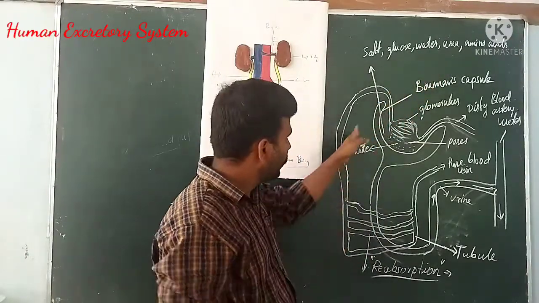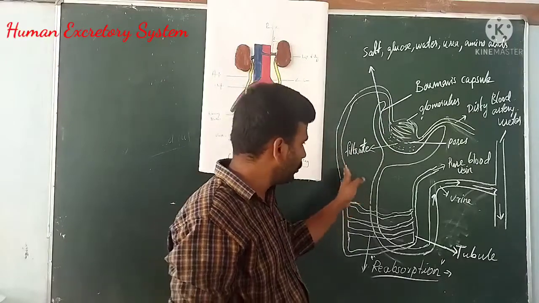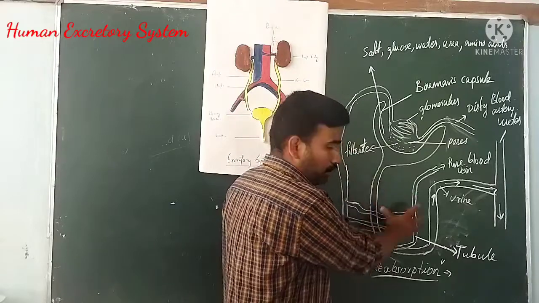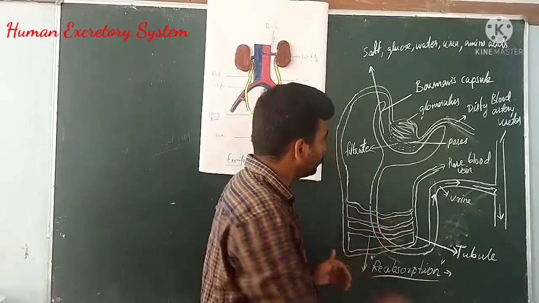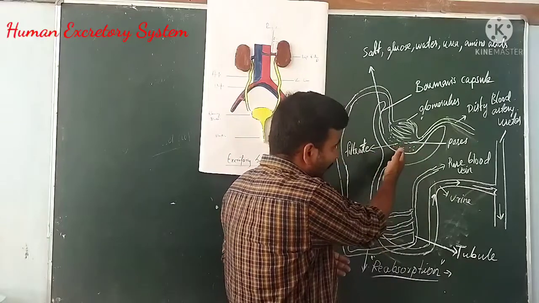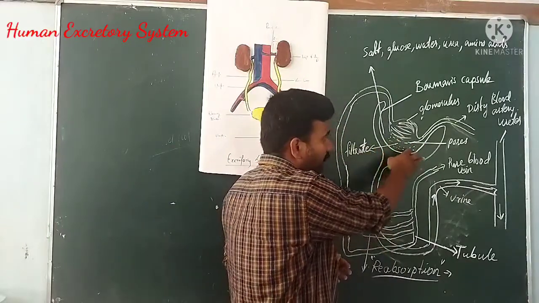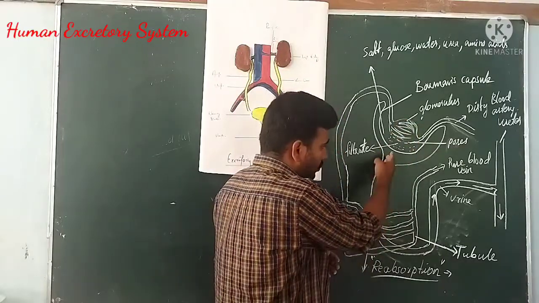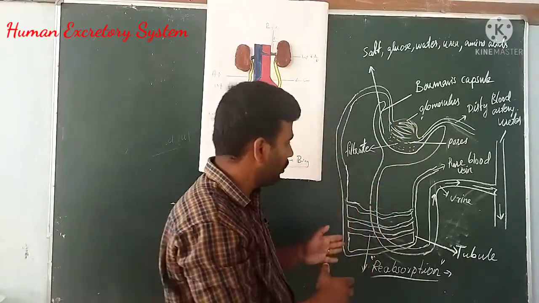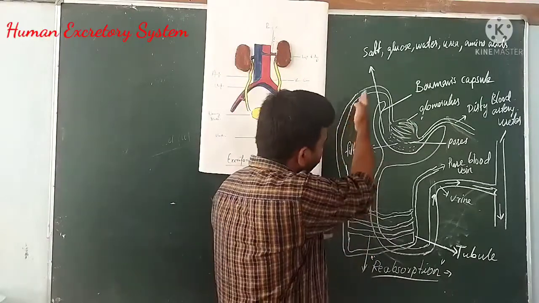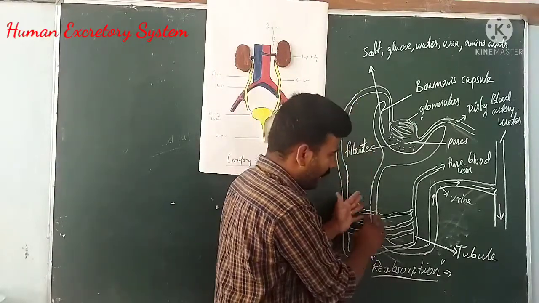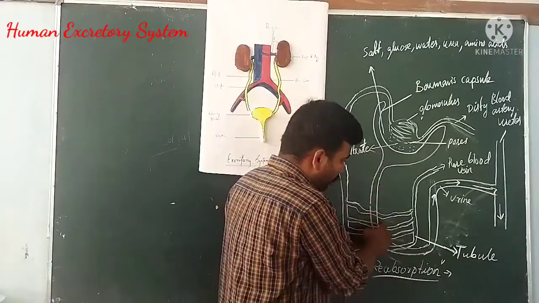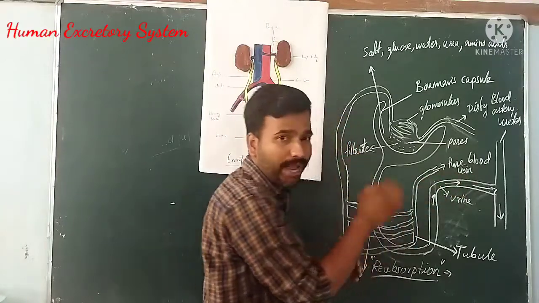Here you can see again the arterioles further divide and overlap onto this particular tubule, which carries all this filtrate. Filtrate means the materials that are coming out of the blood, which contains all the essential materials also. These arterioles again divide and bind around this particular tubule and form the renal vein.